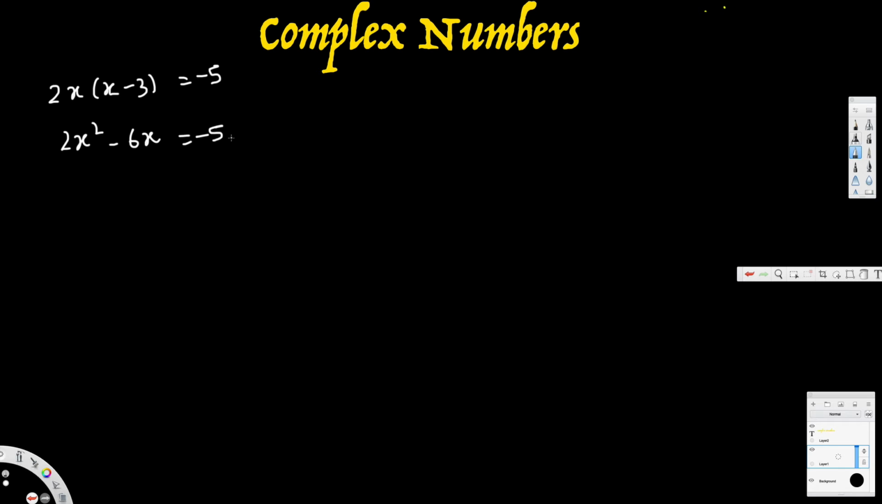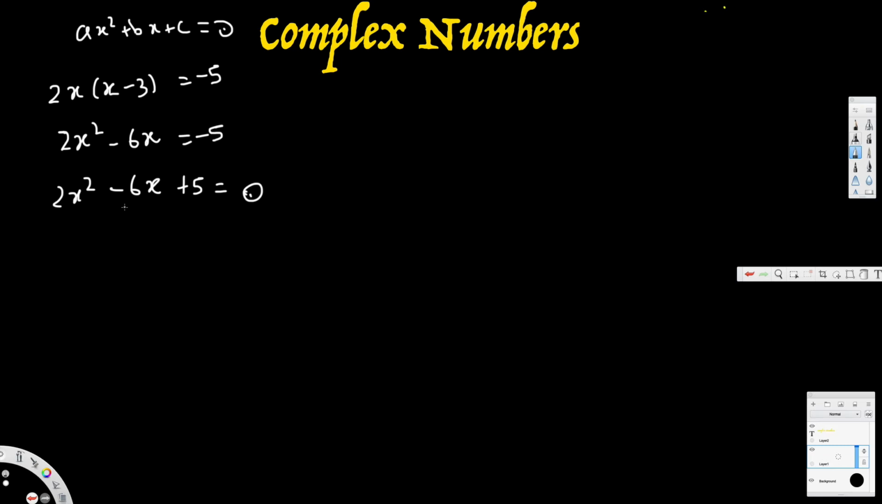Now we can bring it to one side to get the form ax squared plus bx plus c equal to 0. That's how we solved the previous two problems. So we bring it into that form by adding 5 to both sides to make the right side 0. So we get 2x squared minus 6x plus 5 equal to 0. And let's continue with this one.